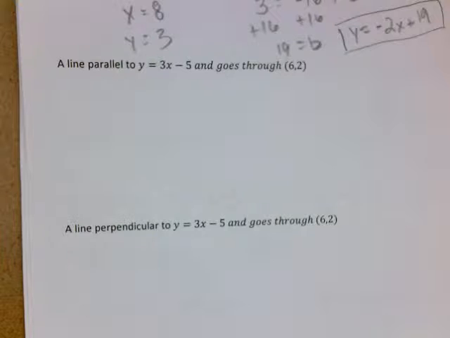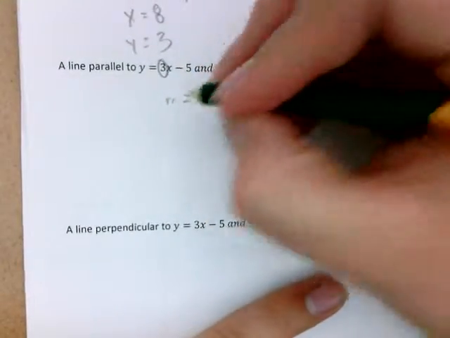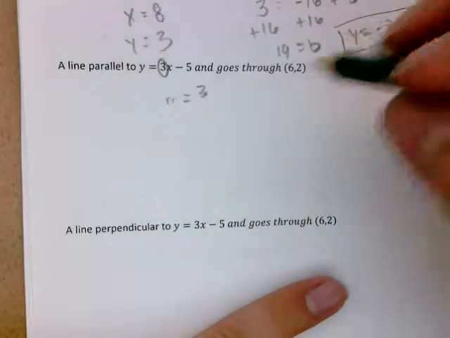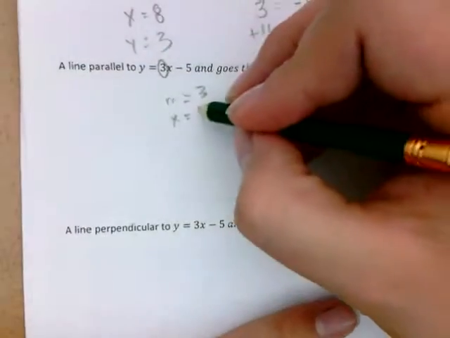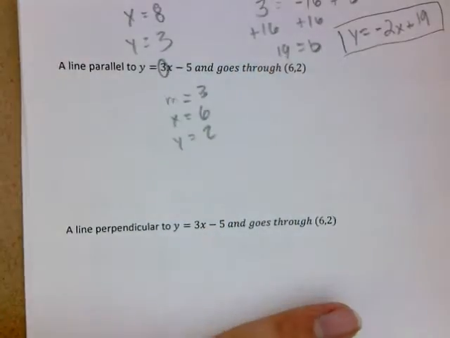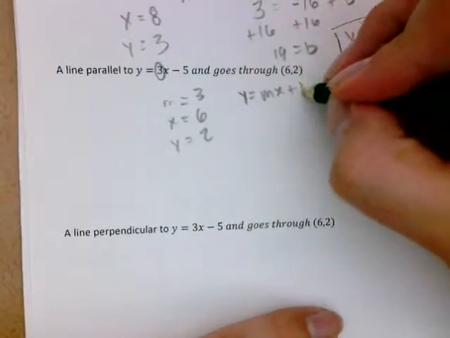We need to find a line parallel to y equals 3x minus 5 and goes through (6, 2). Alright then. Parallel, remember, parallel means it has the same slope. So because it has the same slope, we're going to use this 3 right here. So we know our m is 3. This is our x, this is our y. We know our x is 6. We know our y is 2. So we're going to be plugging this into y equals mx plus b.